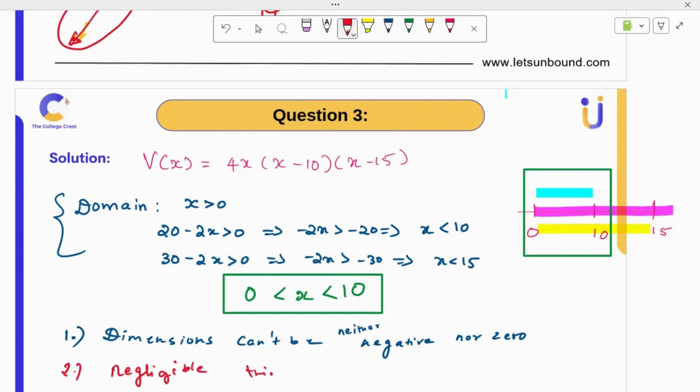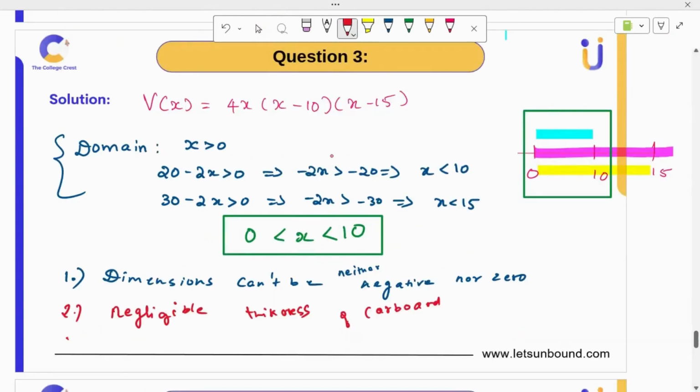Negligible thickness of cardboard. Okay, we didn't consider the thickness, so we just ignore that. There is no thickness. We assumed it, they didn't give it. And we are cutting and folding with no material loss. They didn't mention that, but we assumed it. Okay. These are some common assumptions that we can make.